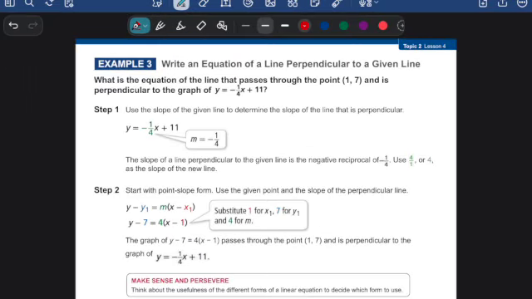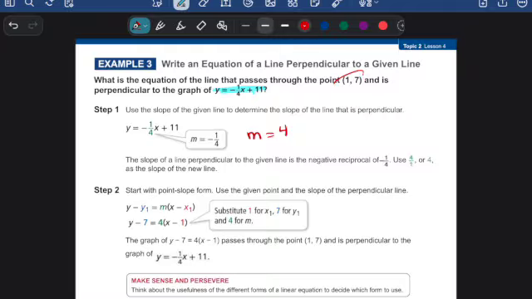Example 3, writing an equation of a line perpendicular to the given line. Okay, so here's our given line. We're looking at the slope. The slope is negative 1/4. So if it's going to be perpendicular, I have to look at the negative reciprocal. So instead of being negative, my new slope should be positive. The reciprocal of 1/4 is 4 over 1. So my new slope should be 4.